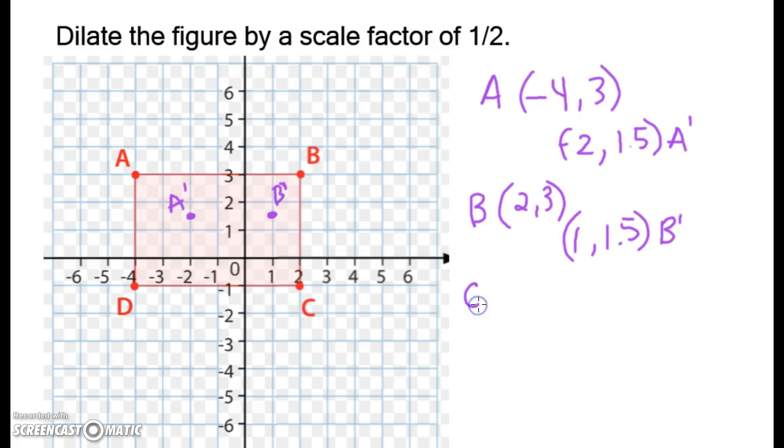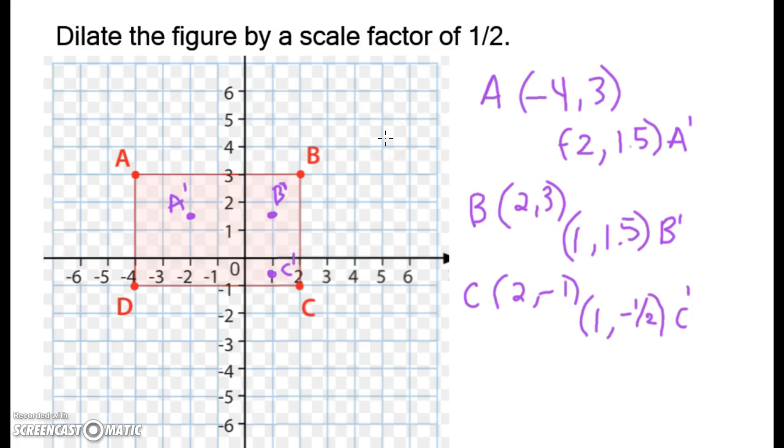So let's go ahead and do point C. C is the point 2, -1. So whenever I multiply this by the scale factor of 1/2, 2 times 1/2 is 1, and -1 times 1/2 is -1/2, or -0.5. And that's going to be C prime. So I'm going to go over 1 and down 1/2. And that point right there is going to be C prime.